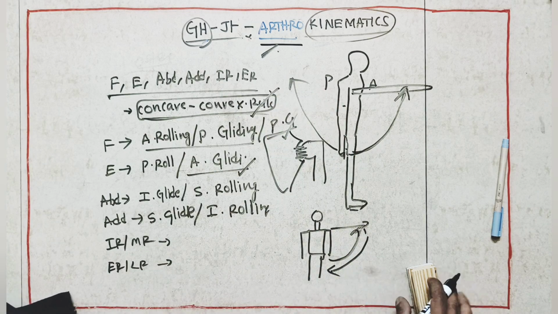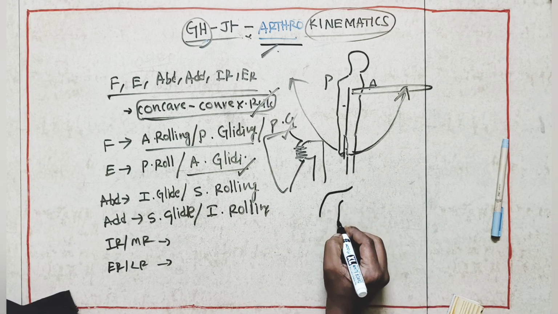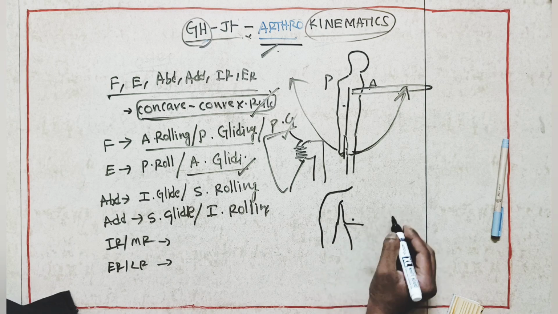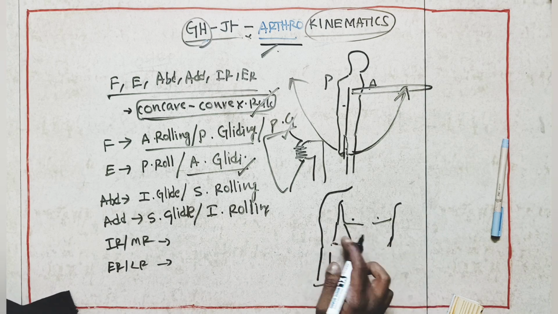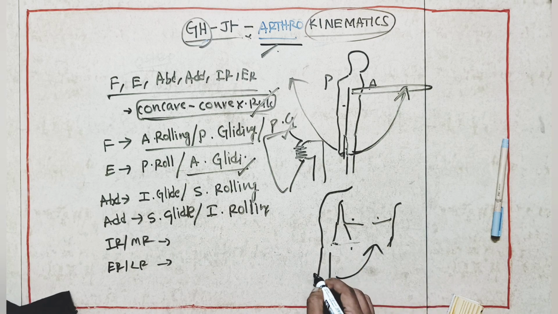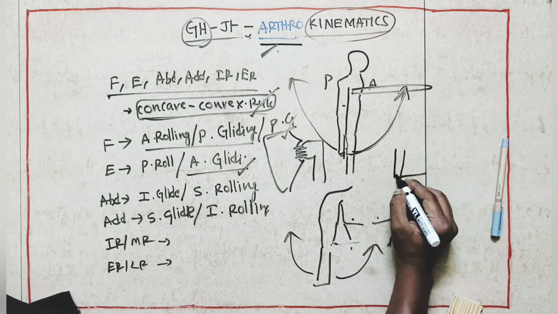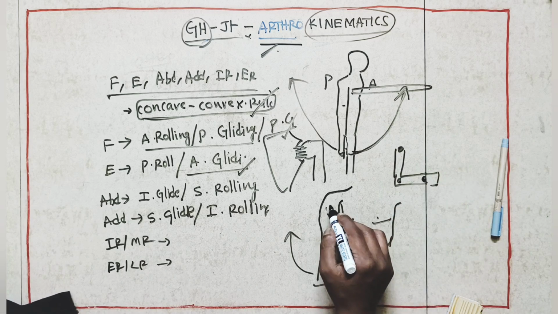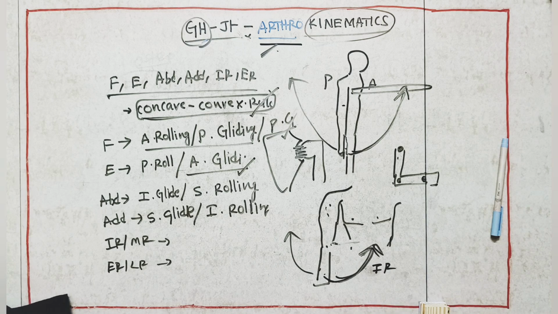Now, internal rotation. Suppose this is the patient's shoulder, this is like the chest, and this is our elbow joint. If the patient moves like this, this is internal rotation. If the patient moves like this, it is external rotation. Here the shoulder position will be 90 degrees, with the elbow at 90. If the patient moves towards the chest side, that is internal rotation. If the patient moves outwards, that is external rotation.